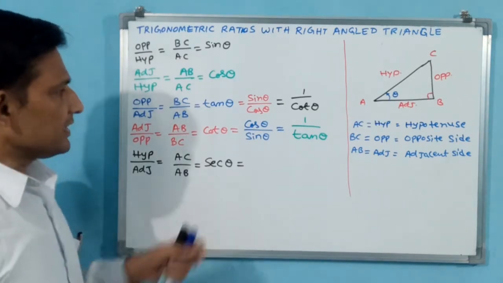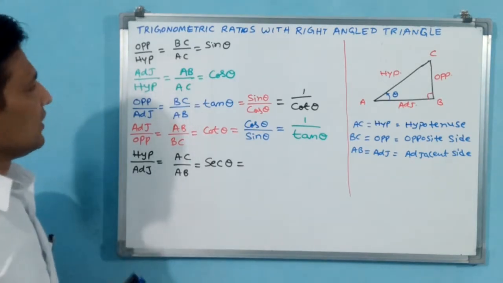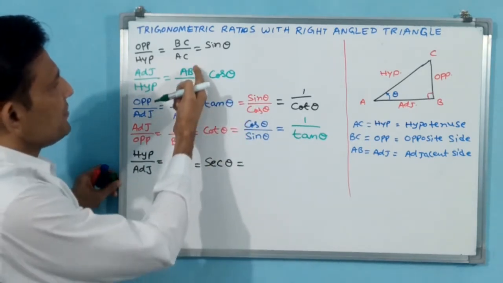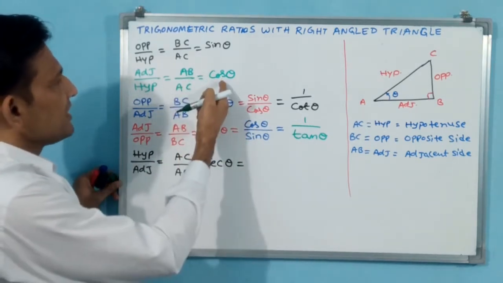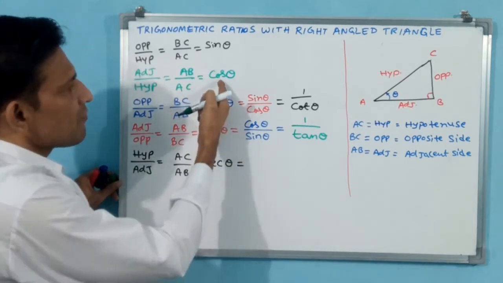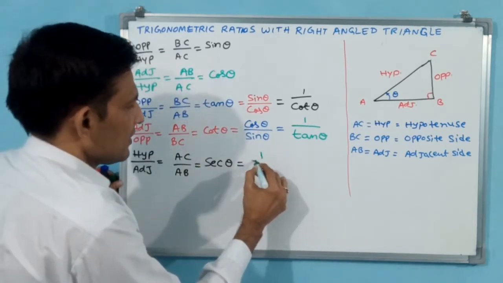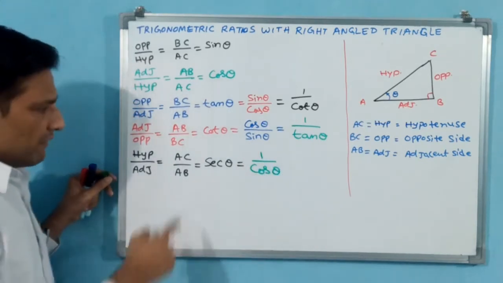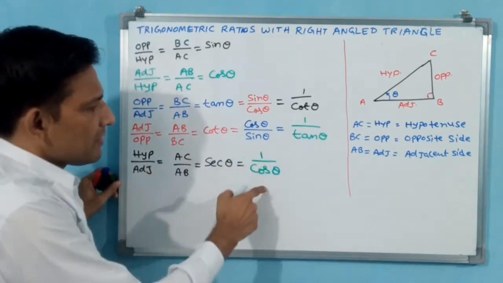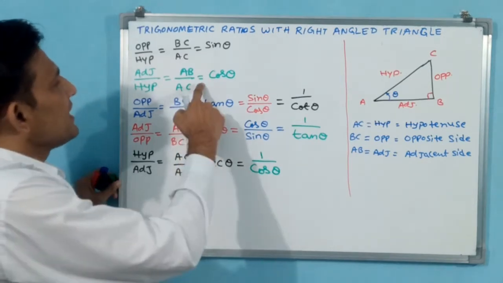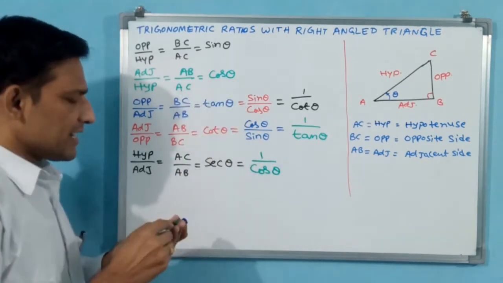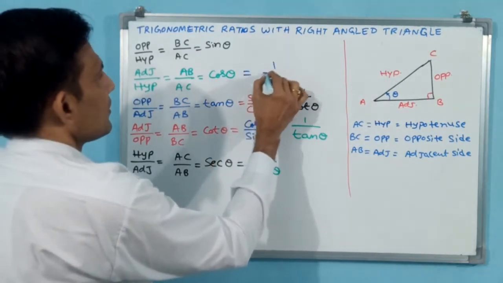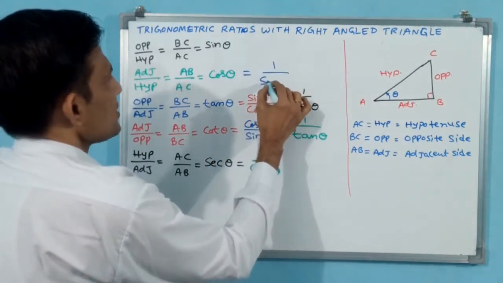Okay, this secant theta, if you observe, it is reversal of cos theta. You see, AC by AB, AB by AC, both are reversal. That means secant theta, we can write 1 by cos theta. Write that one. 1 by cos theta. When we have written 1 by cos theta for secant theta, we also can write cos theta as 1 by secant theta. Yes, write that one. 1 by secant theta.